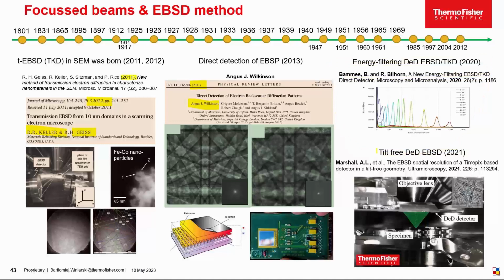Direct electron energy detectors are compact since there is no need for a bulky optical path. This led to development of a new geometry for EBSD called tilt-free EBSD. It was published by Marshall and co-authors in 2021. The detector sits flat right under the SEM pole piece, and the primary electron beam travels through a hole in the center of the EBSD detector.